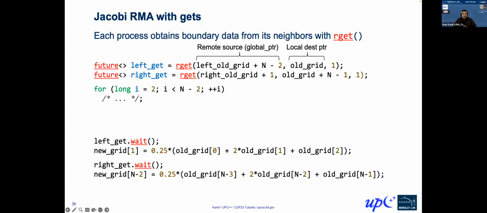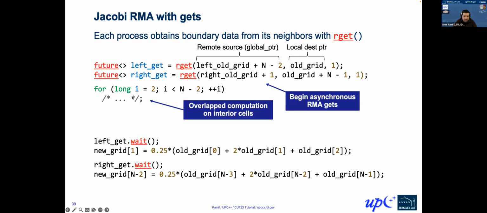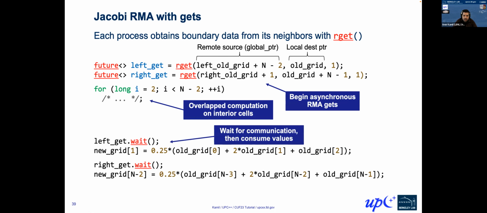All right, thank you. Now let's take a look at the boundary exchange using RMAs. As with the RPC version, we start off in each time step by initiating our one-sided transfers, so here we have the rgets to our neighbors. We do the overlapped computation on the interior cells, and then we wait for the rgets to complete before computing the boundary values. Again, this looks a lot like the organization for the RPC version.